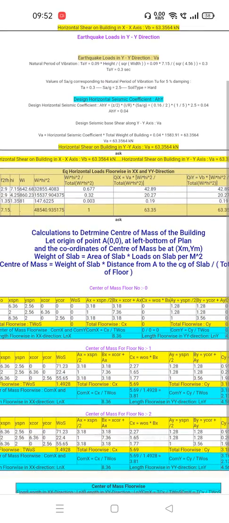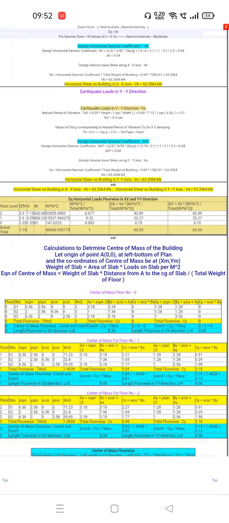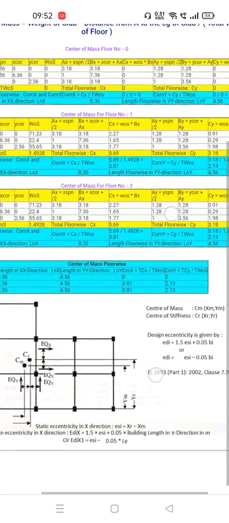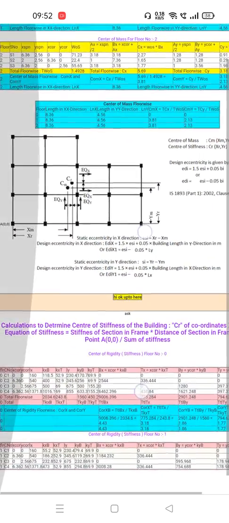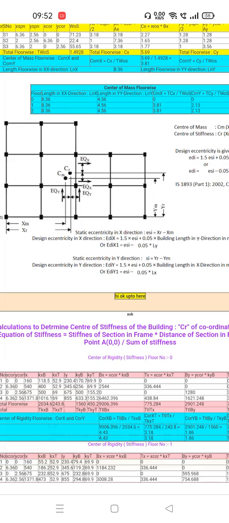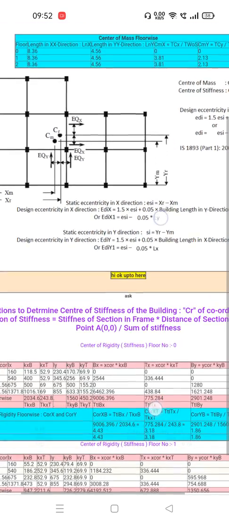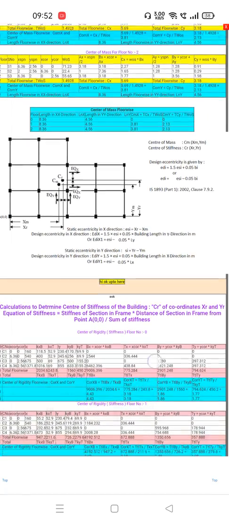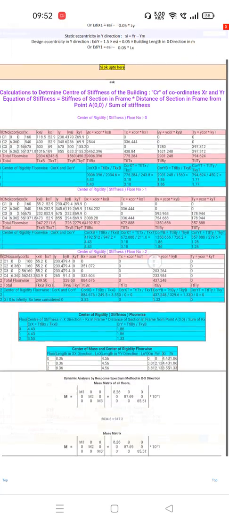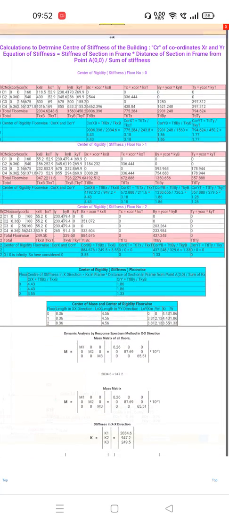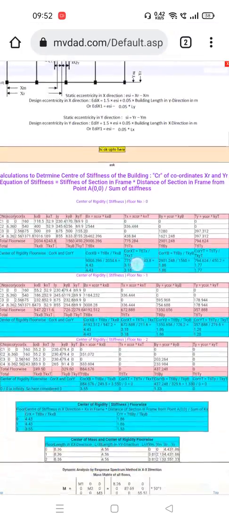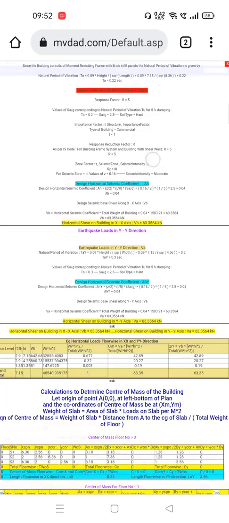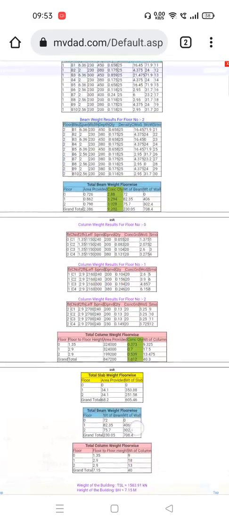Now determine center of mass. Detailed calculation is there. Then to determine center of stiffness or center of rigidity, detailed calculation is there. Up to here we did analysis on the coefficient analysis basis.